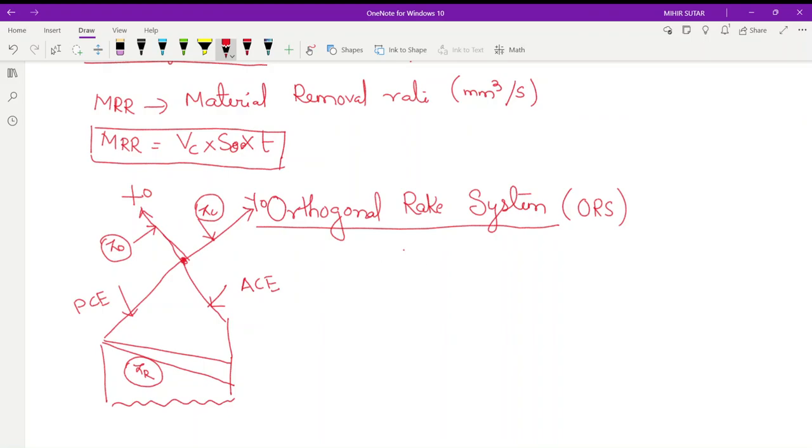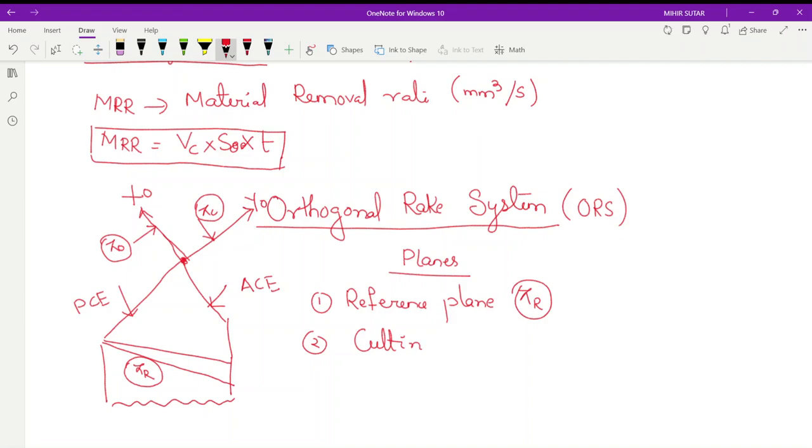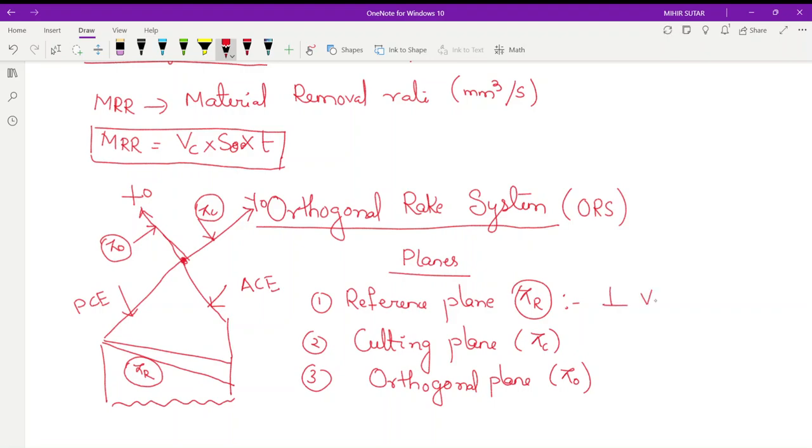So the planes: number 1, reference plane pi r. Number 2, cutting plane pi c. Third is the orthogonal plane pi o. So these are the three planes. But what is the reference plane? Same as earlier in the ORS system, it is the plane perpendicular to the velocity vector vc.